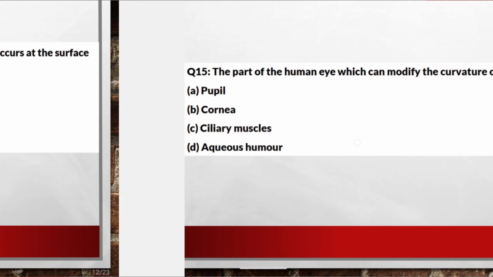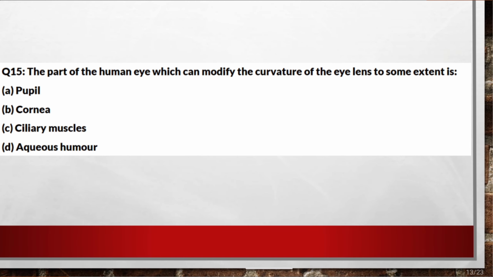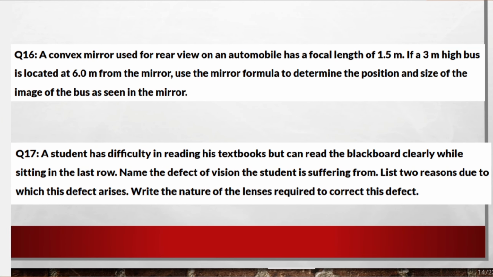It's an MCQ. Question 15. The part of the human eye which can modify the curvature of the eye lens to some extent is. So again, it's an MCQ.